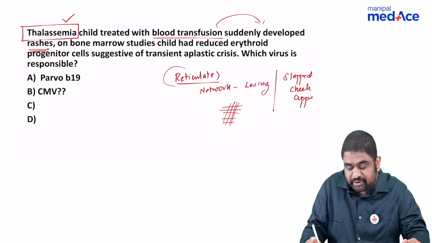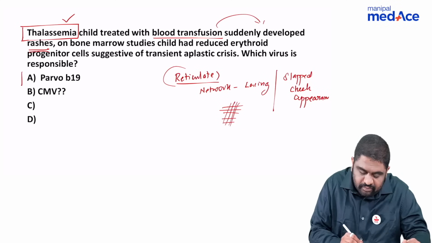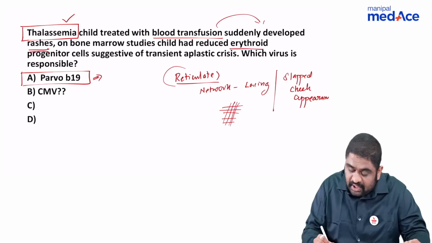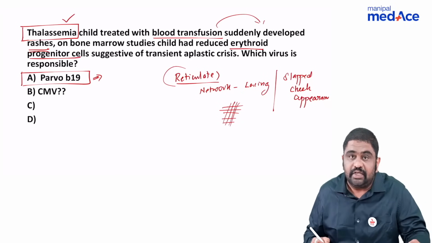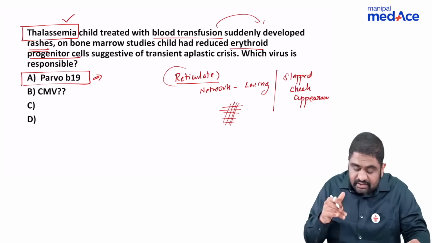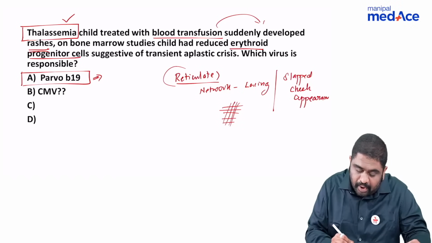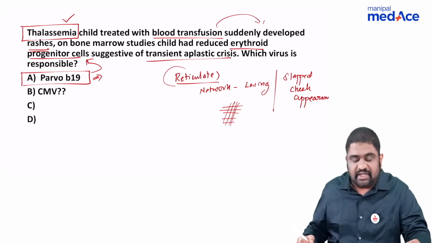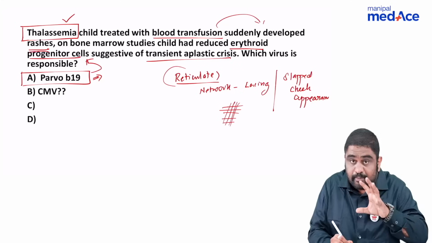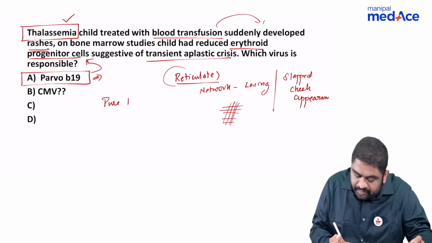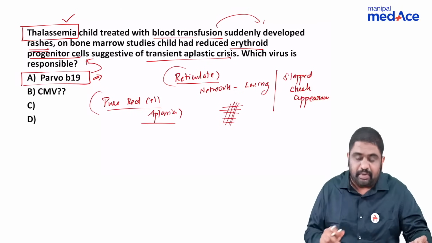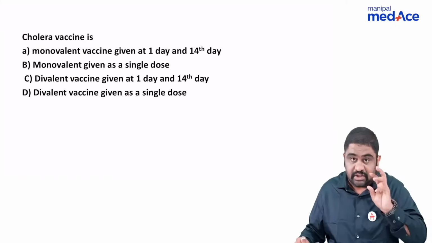And when you speak about slapped cheek appearance, which virus would you think of? It is obviously parvovirus B19. Parvovirus B19 has special tropism towards erythroid progenitor cells, not the freshly born RBCs or the mature RBCs. It is the progenitor cells that are affected. If parvovirus B19 affects the bone marrow or the progenitor cells, it can cause transient aplastic crisis, or in immunosuppressed patients it can even cause pure red cell aplasia. So remember this part. Parvovirus B19 is a DNA virus. It is the smallest virus.